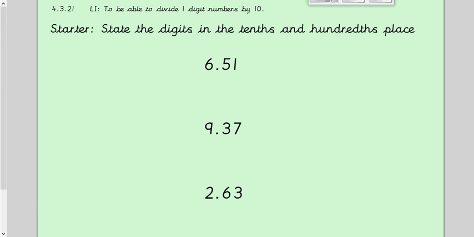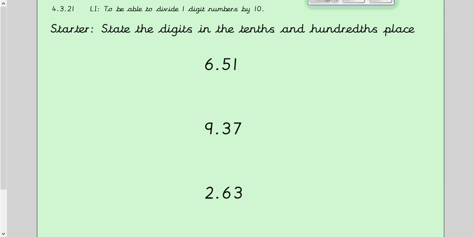Before we go into today's learning, can you have a go at the starter for me? It's based on what we did yesterday. What I'd like you to do is take the digits in the tenths and the hundredths place for each of these numbers for me, please. Shouldn't take too long. As I said, it's just based on what we did yesterday. So pause the video, have a go, and then we'll go through it together.